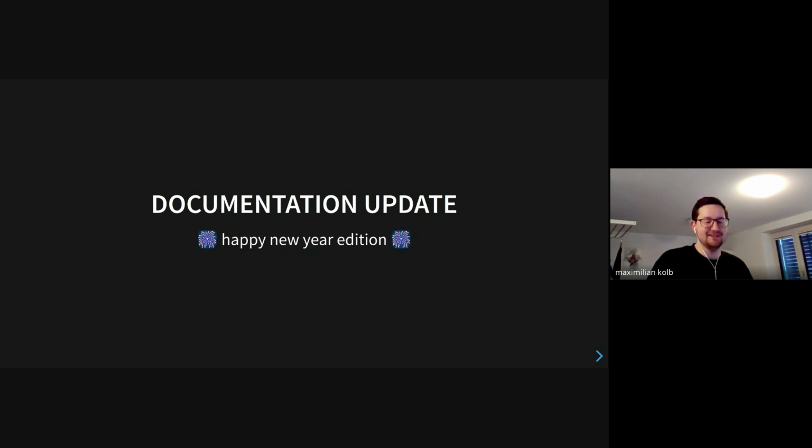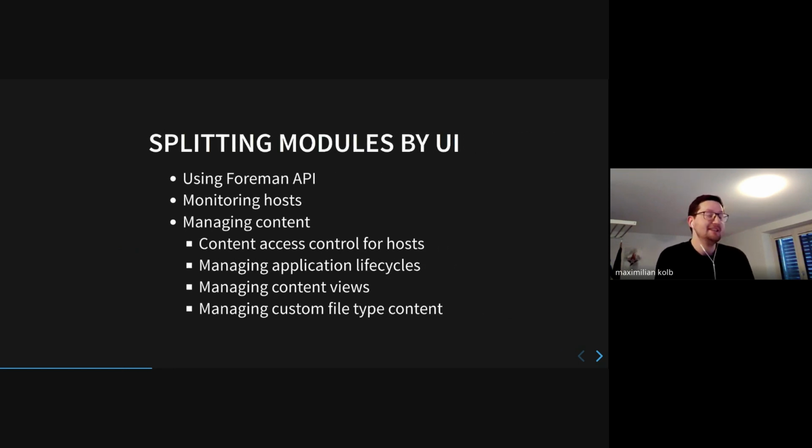I'm going to do a very short Happy New Year edition of the documentation update. So what happened in the last 3 weeks, I'm presenting on behalf of all the maintainers and contributors. What did we do? We continued the story with splitting modules by UI, so splitting them between mostly web UI and Hammer CLI based procedures. We finished the using Foreman API guide.